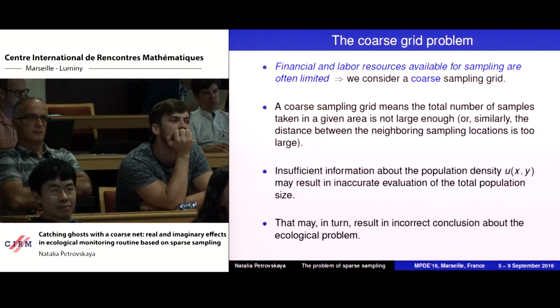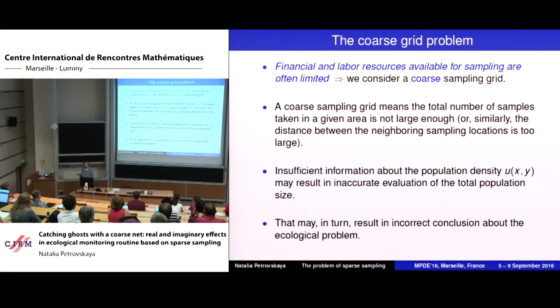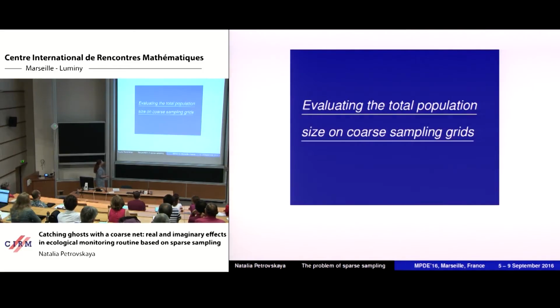But what we can immediately conclude is, if we don't have a sufficient number of samples, that means we don't have sufficient information about the population density function. That may result in an inaccurate evaluation of the total population size. And once again, if we use the total population size as input information in our ecological problem, then that may result in incorrect conclusions about the ecological problem. So let us see what we have when we try to evaluate the total population size on coarse sampling grids.